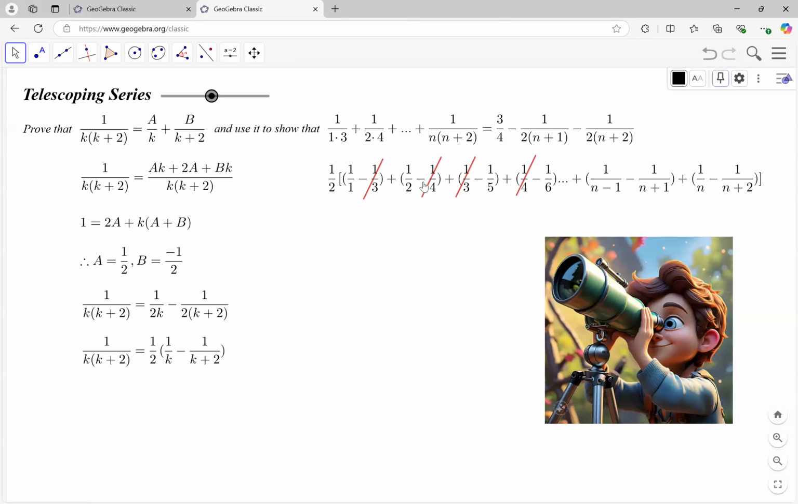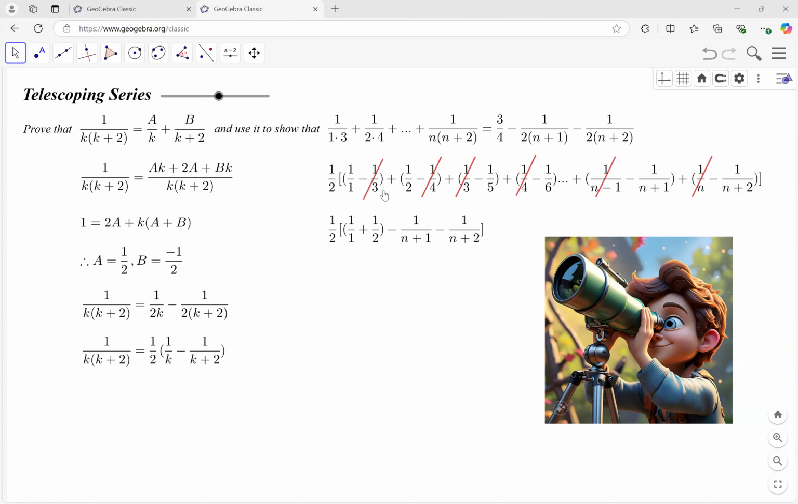Following this same pattern towards the end, you would actually get the first two terms. It's a bit tricky to explain, but I thought it'd be easier if I crossed them out. Basically, 1 on n minus 1 and 1 on n will cancel out with previous terms in the sequence, but you will be left with negative 1 on n plus 1 and negative 1 on n plus 2.